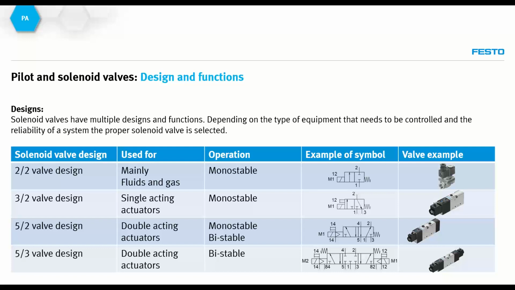Both for the 5x2 and for the 3x2, we have bistable valve designs. A bistable valve always requires two coils, and it needs to be defined if it's normally open or normally closed. If we switch the screen, the next picture shows the example of a bistable valve for a 5x2 valve, where two coils are applied to change the state of the solenoid valve.